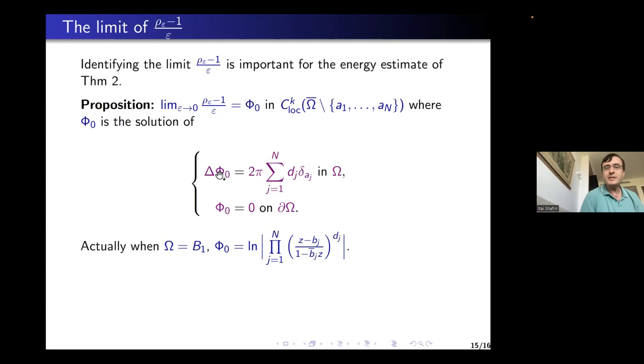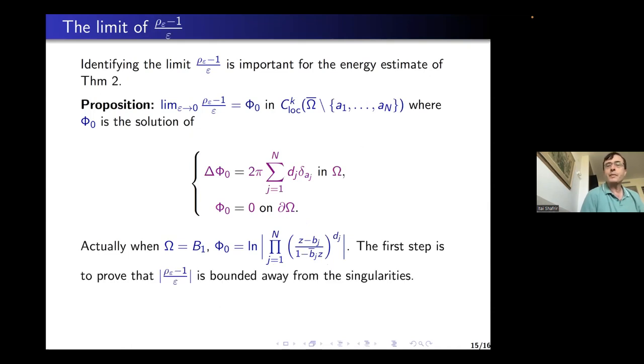And actually this phi zero, in the case of the unit disk, is just the log of the modulus of the associated Blaschke product. So this is really relevant for the term with the gradient modulus of u squared. It doesn't depend on G, actually, it depends only on the points.